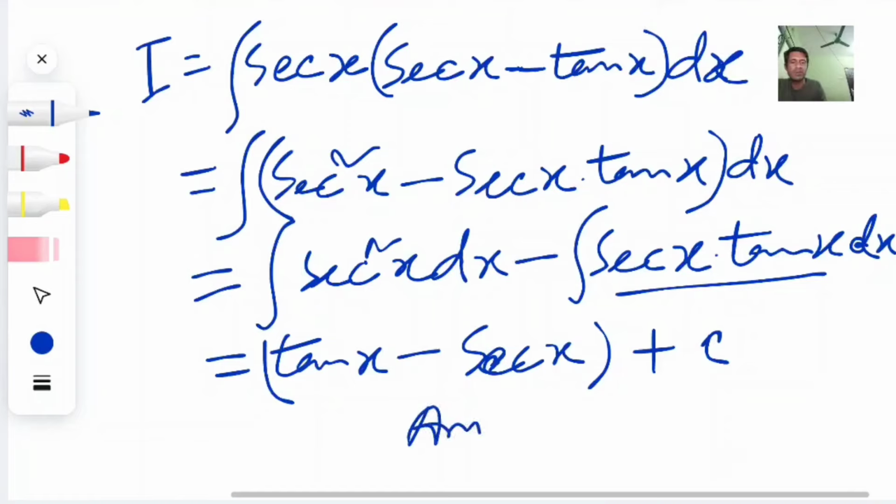This is the answer. In this way we can do this integration math very easily. I think you have understood this math.